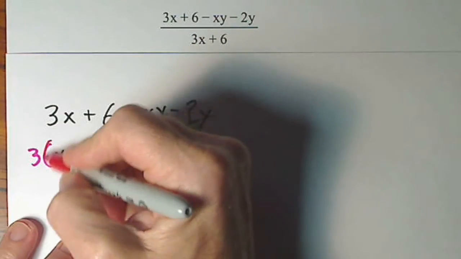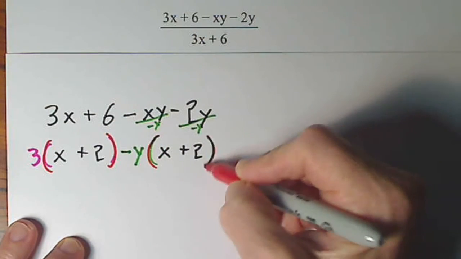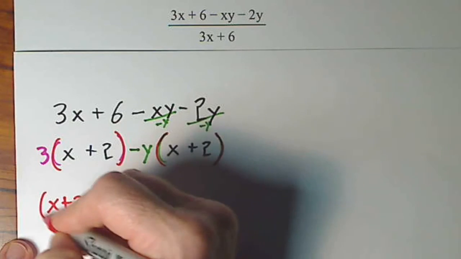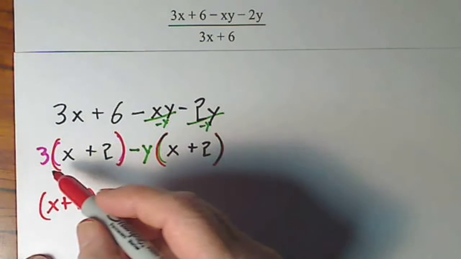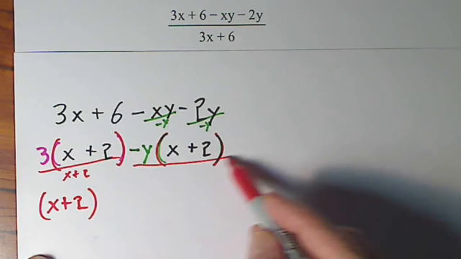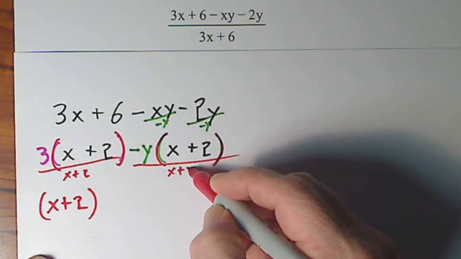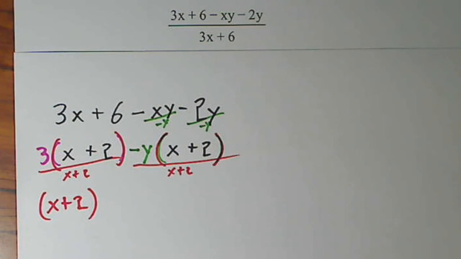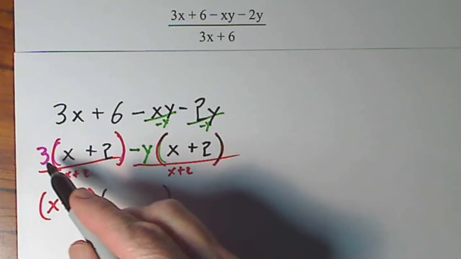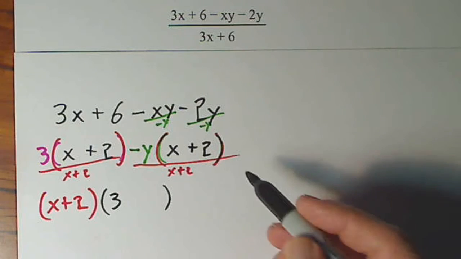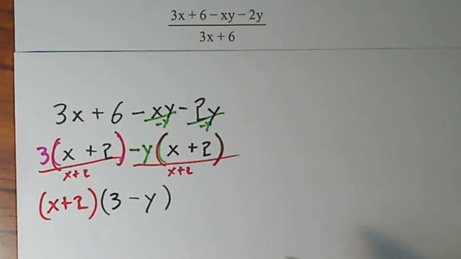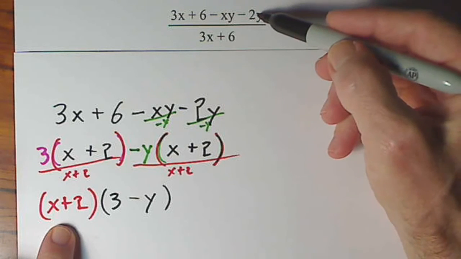So x plus 2 is a common factor, so I'm going to factor it out. When I factor x plus 2 out of there, I'll be left with a 3. When I factor x plus 2 out of there, I'll be left with a negative y. So over here I factored out x plus 2, I'm left with 3. Over here I factored out x plus 2, I'm left with negative y. This gives me the factored form of the numerator.